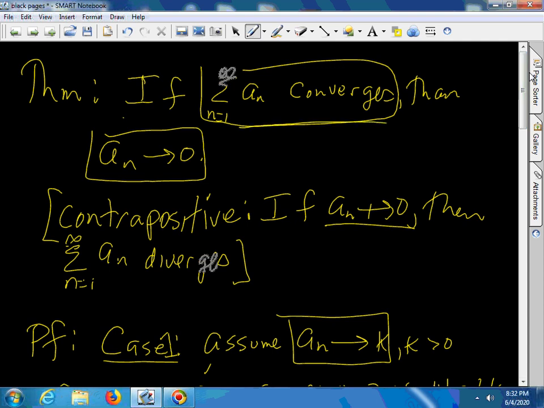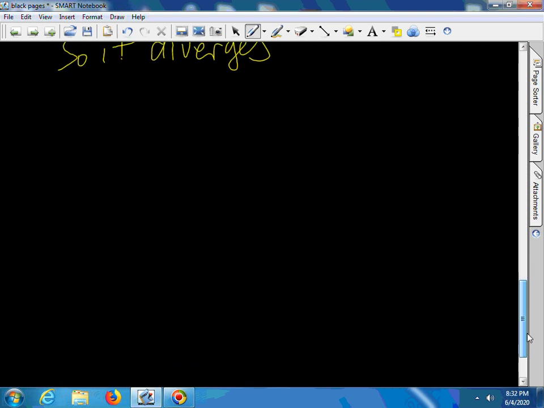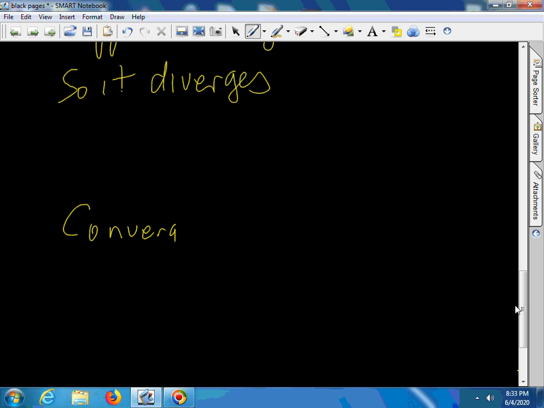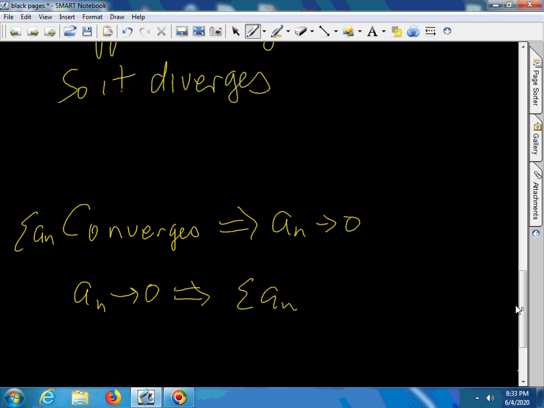Okay? If the summation of a sub n converges, then a sub n must go to 0. So if it converges, that implies that a sub n goes to 0. It does not say that if a sub n goes to 0, that implies the summation converges. It does not say that. I'll leave it to you to think about that.